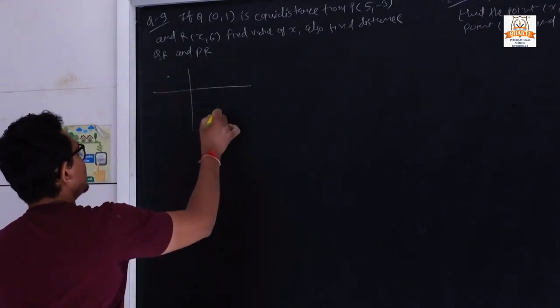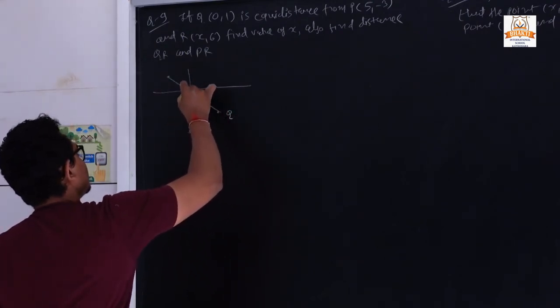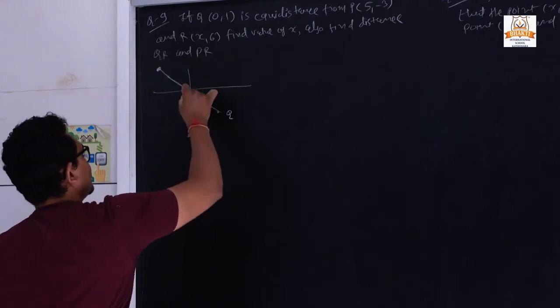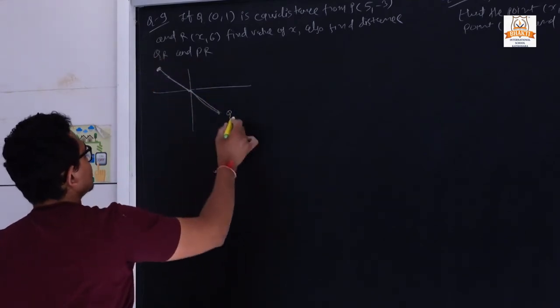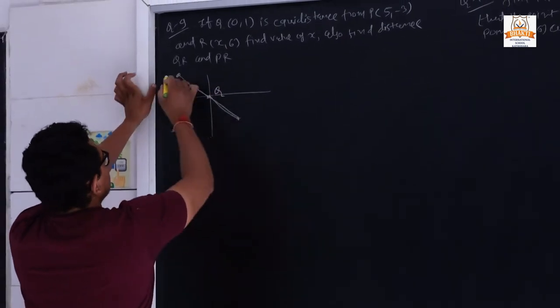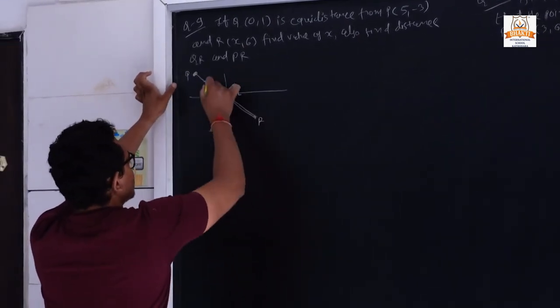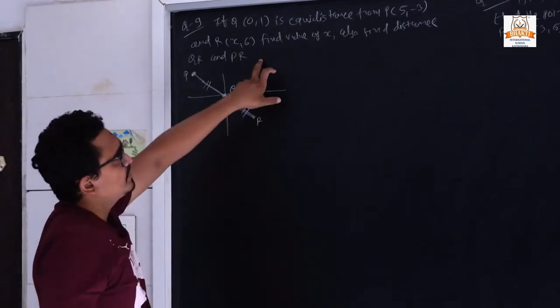So if this is P and this is our Q, the distance from here to here and here to here, these both are the same. Suppose this is our point Q and this is our point P and R. It means QP is equal to QR. These both are same. Clear?